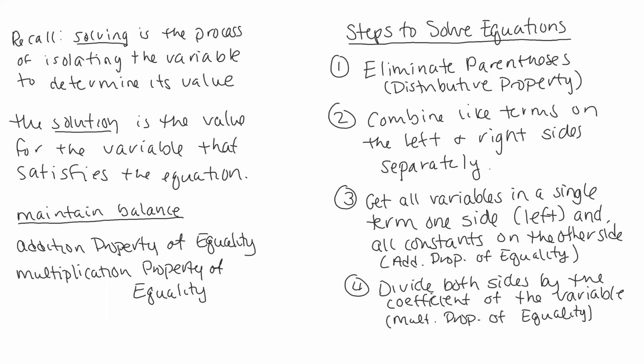You want to get the left and the right-hand side where each side has at most one variable term and one constant term. At that point, you want to start moving stuff around. You want to get all of the variables in a single term on one side of the equation, generally the left, and you want to get all of the constants in a single term on the other side of the equation, generally the right. And then the final step to solving is to undo the multiplication of the variable and its coefficients. So you divide both sides of the equation by the coefficient of the variable.